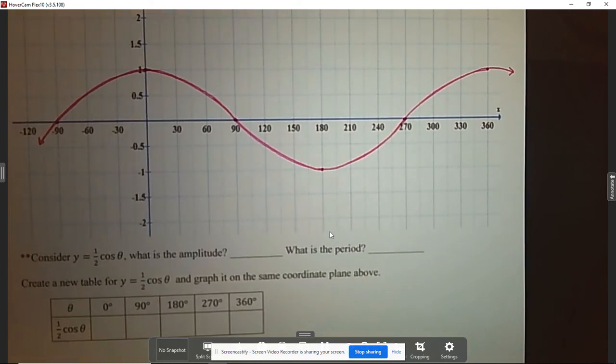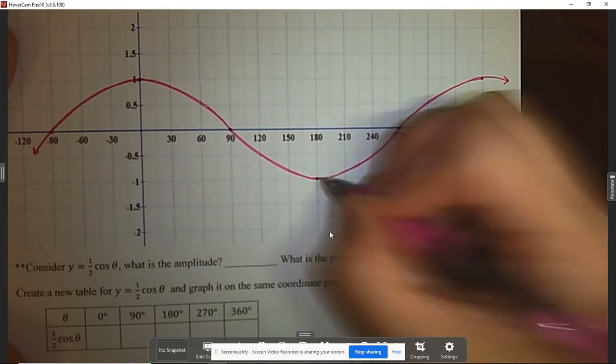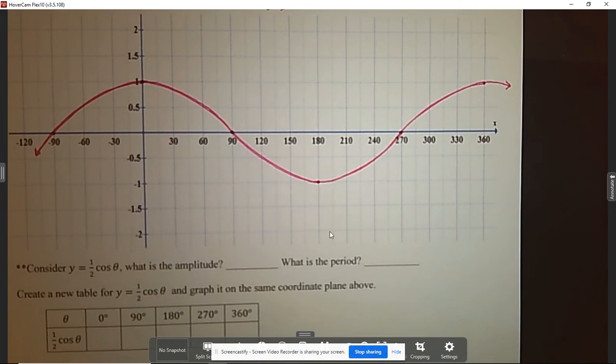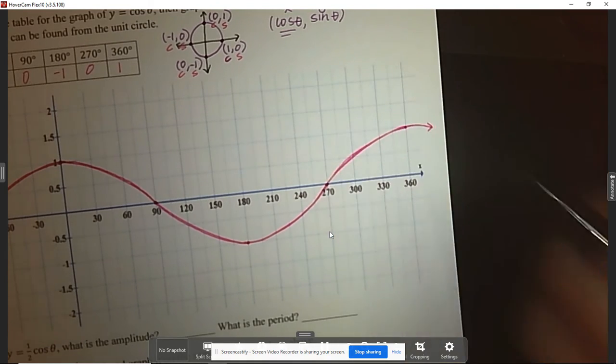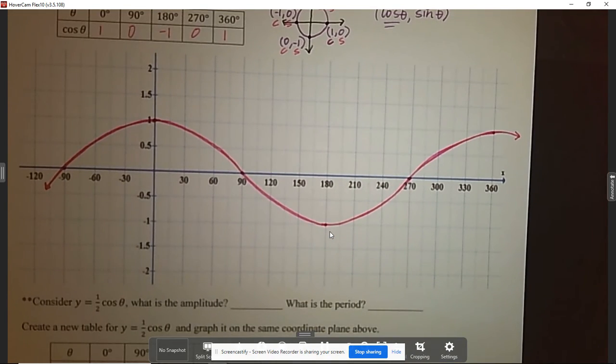All right, so there is the cosine curve. Again, it's a rough sketch. It's easier to graph, but they don't come out as nice because you don't have all the points to go through. But you get the idea. Looks just like sine. However, it starts at different values.